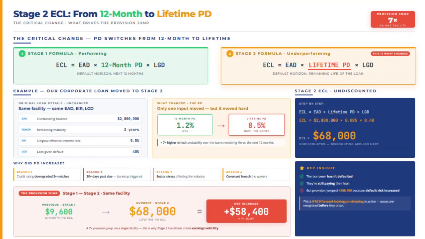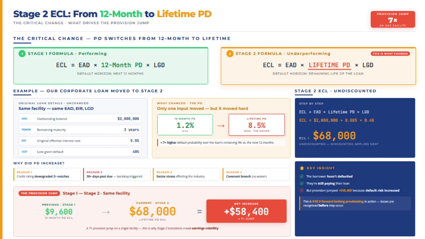Now let's come to stage 2, the moment of truth. So basically, when a loan moves to stage 2, one critical input changes. Probability of default switches from the 12-month to lifetime, and this creates a provision jump.